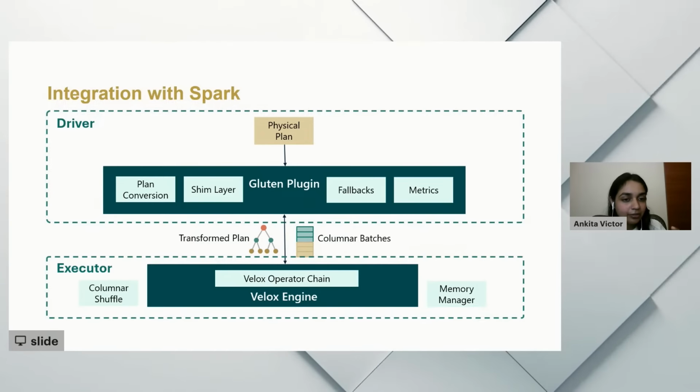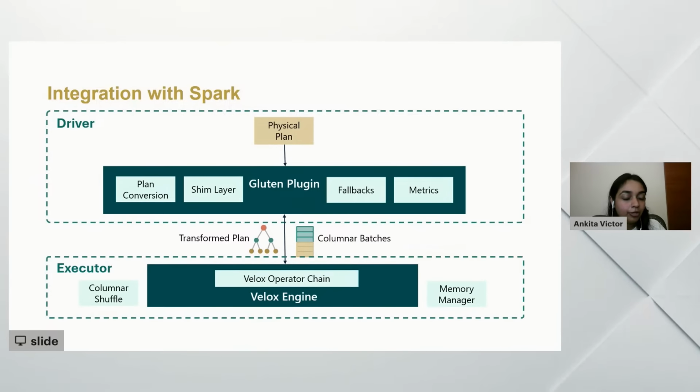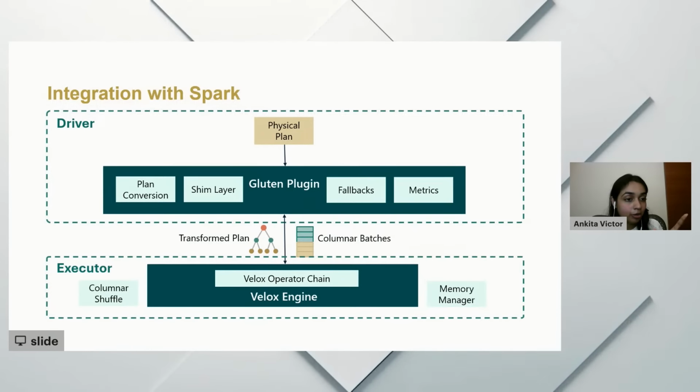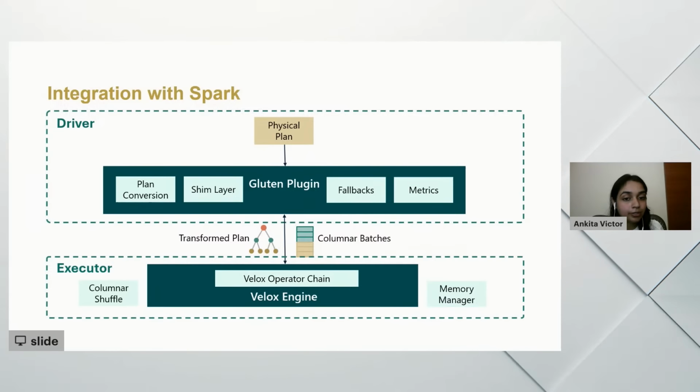Once you have this transformed plan on the driver, it is broken down into tasks, converted to a plan that a native operator chain that Velox understands. These tasks are then executed in the Velox engine, all in columnar batches, and the results are sent back to the driver. So, two important classes run on the executor.